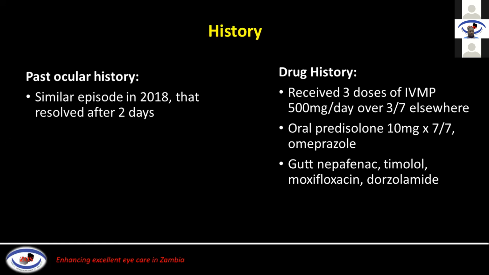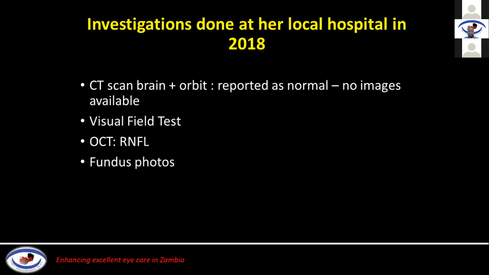For the drug history, prior to coming to our institution, she had received 3 doses of IV methylprednisolone for 3 days, followed by a low dose of oral prednisolone for 7 days. She had also been on topical drugs such as ifenatimol, moxifloxacin, and temozolomide. She also had some investigations there, including a CT scan of the brain and orbit. This was reported as normal, but we didn't have any images available. She also had a visual field test, OCT of the retinal nerve fiber layer, and other photos. The last 2 were reported as normal.